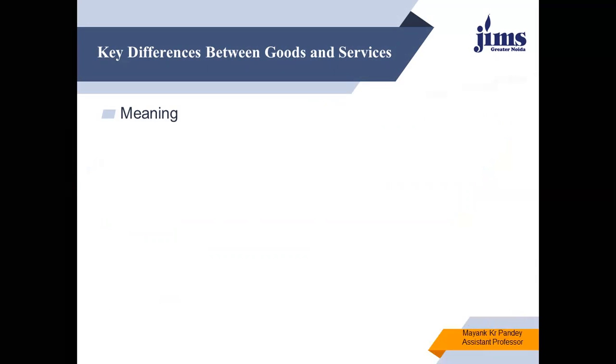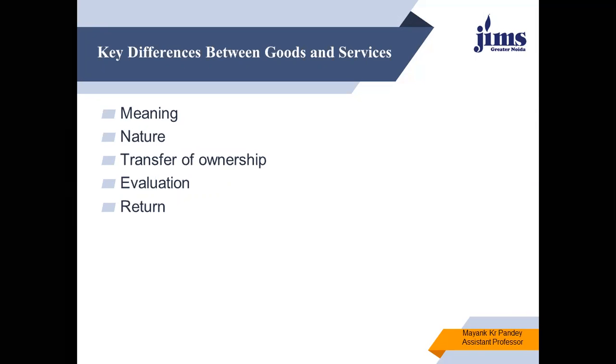On the basis of meaning, one is tangible, another is intangible. Based on nature, again, goods are tangible, services are intangible. Based on transfer of ownership, in case of goods, transfer of ownership is possible, while in case of services, transfer of ownership is not possible. Evaluation of goods can be done because it physically exists, while in case of services, we cannot evaluate easily because of differences in the service production process.